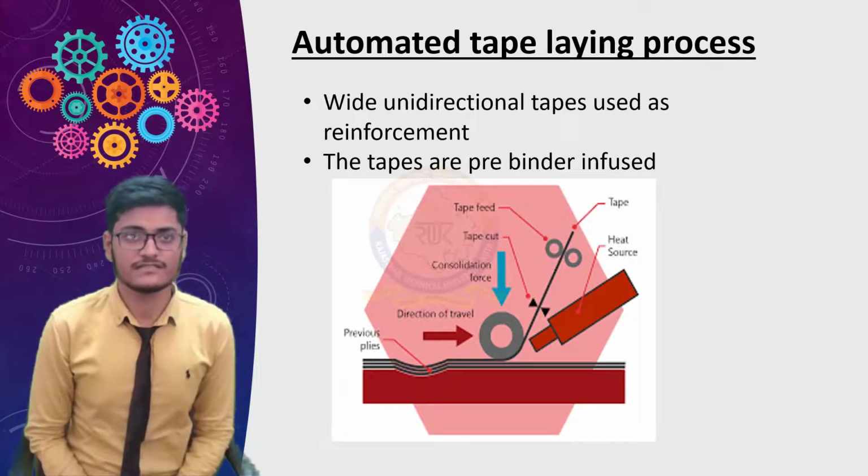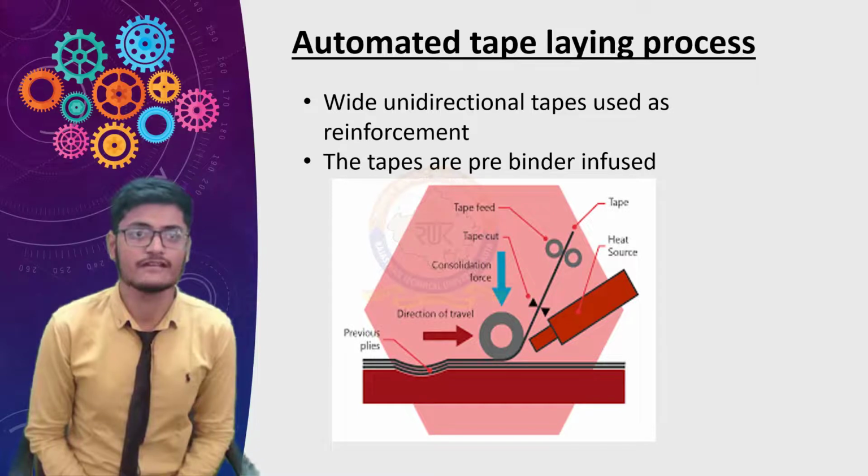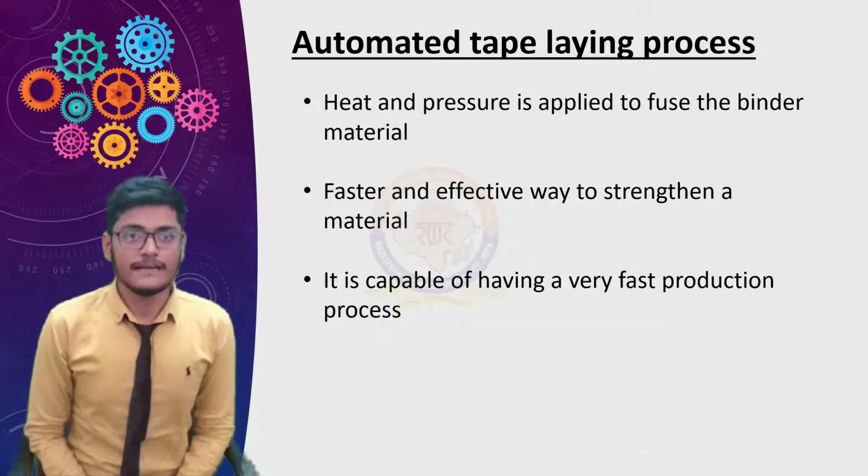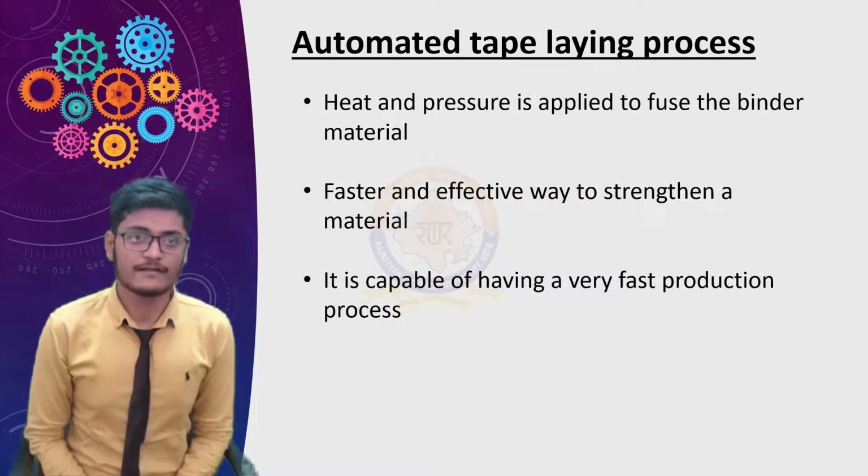The second advanced process is the tape laying process, which includes the use of wide pre-binder infused tapes. The tapes are made up of fiber, which are applied on the required surface to provide strength. The tape already contains a thin layer of binder material that sticks with the surface after cooling. To make the pre-binder material of the tape fuse with the surface, some heat and pressure is applied. It is a very fast and effective process to provide strength in the material. It is capable of achieving a very high production rate.